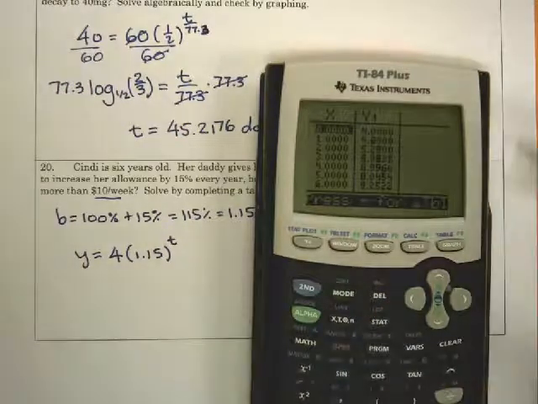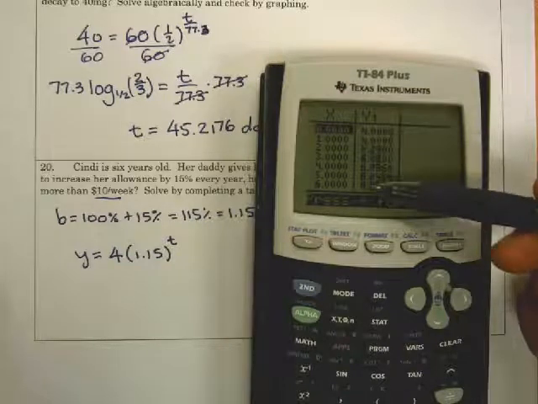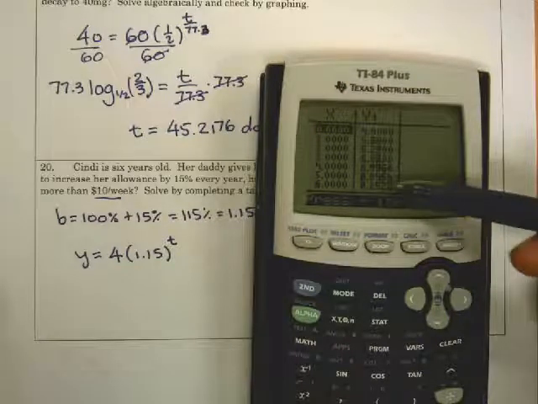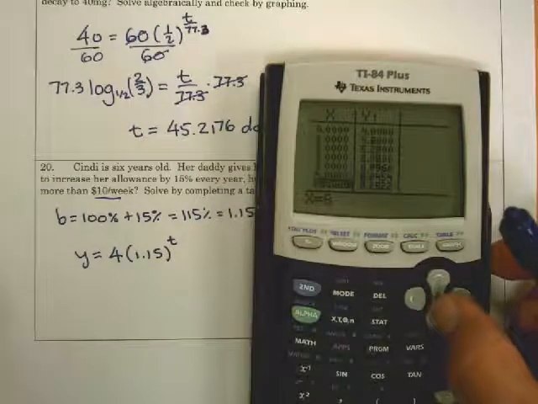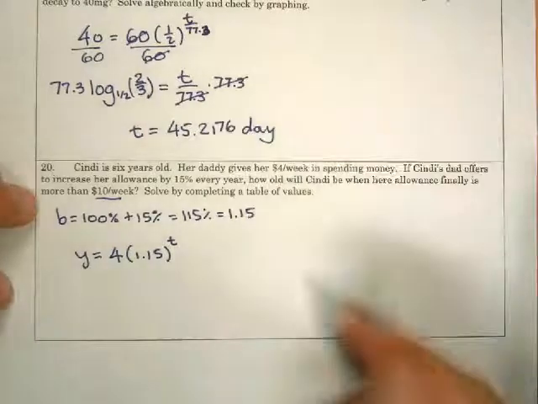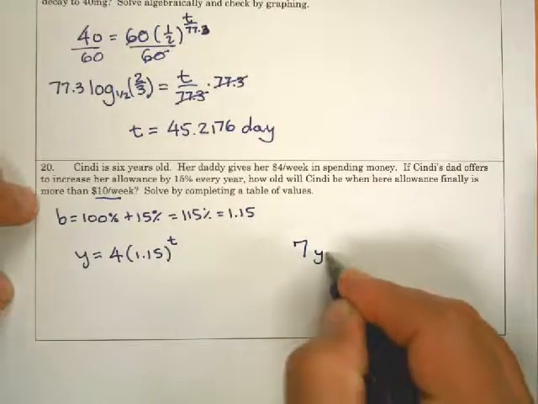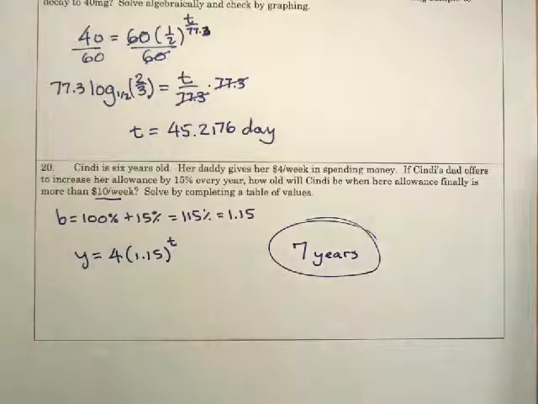Well, it's a little hard to see with all these zeros here, but you can see that the allowance went up to about $9.25 by the 6th year. So if I scroll down there, I think it's one more year down, and I'm already over 10. So 7 years is the answer. And that does it for the notes for section 8.5 in Algebra 2.